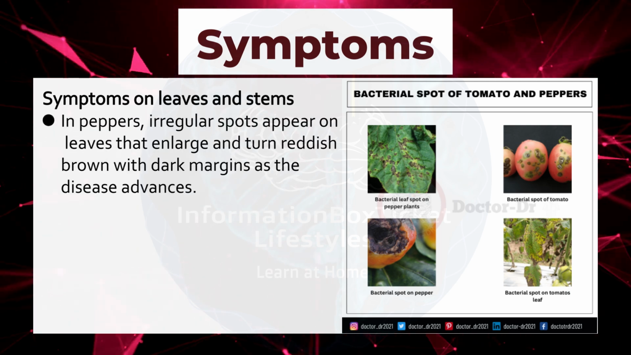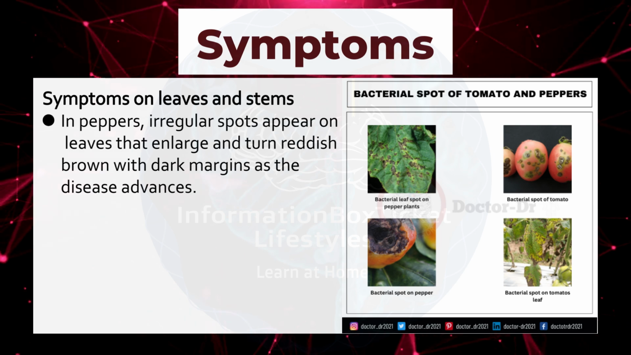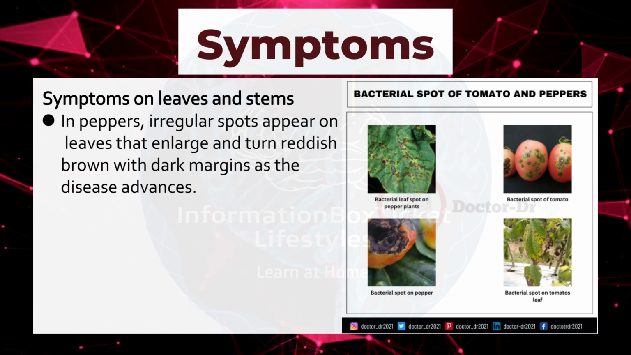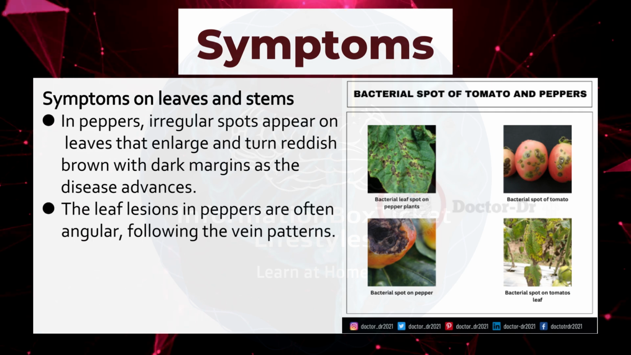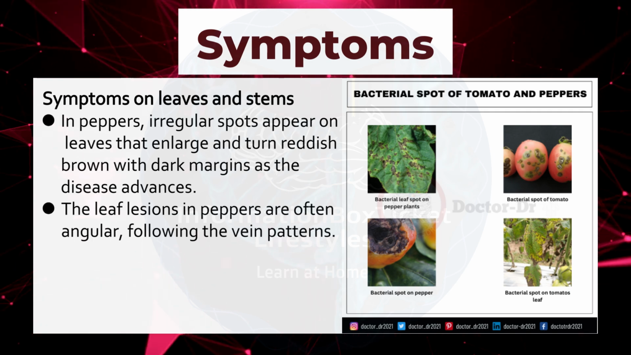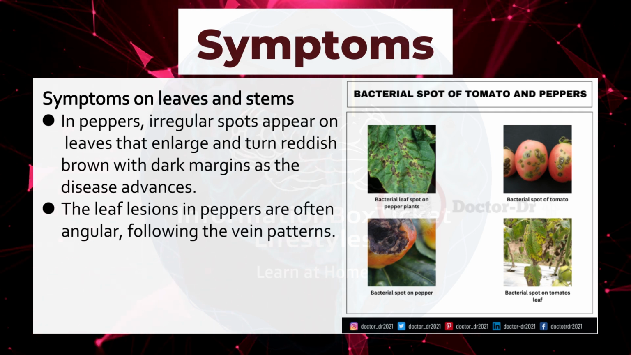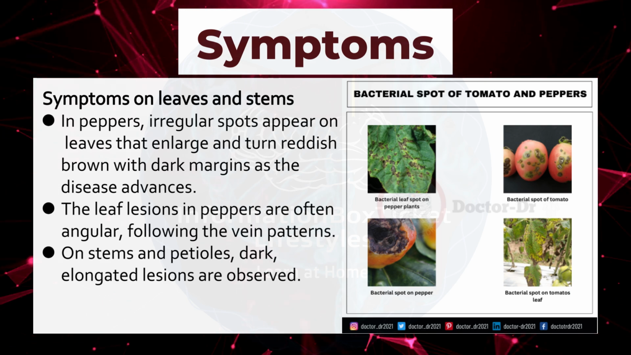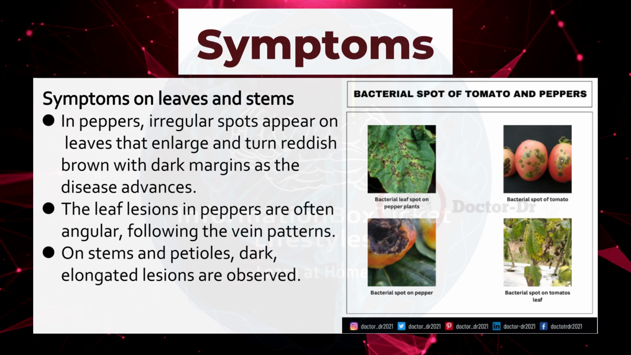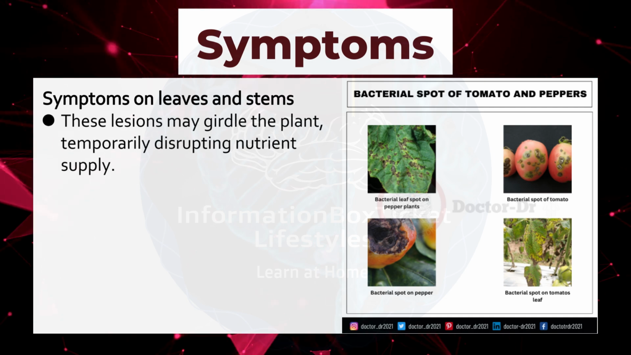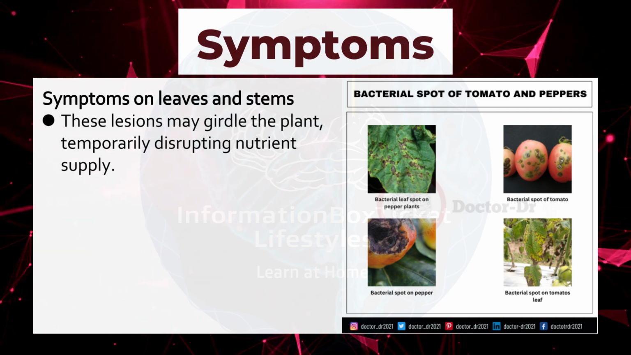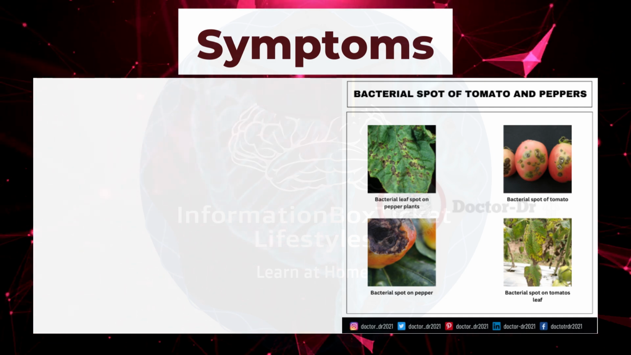In peppers, irregular spots appear on leaves that enlarge and turn reddish-brown with dark margins as the disease advances. The leaf lesions in peppers are often angular, following the vein patterns. On stems and petioles, dark, elongated lesions are observed. These lesions may girdle the plant, temporarily disrupting nutrient supply.